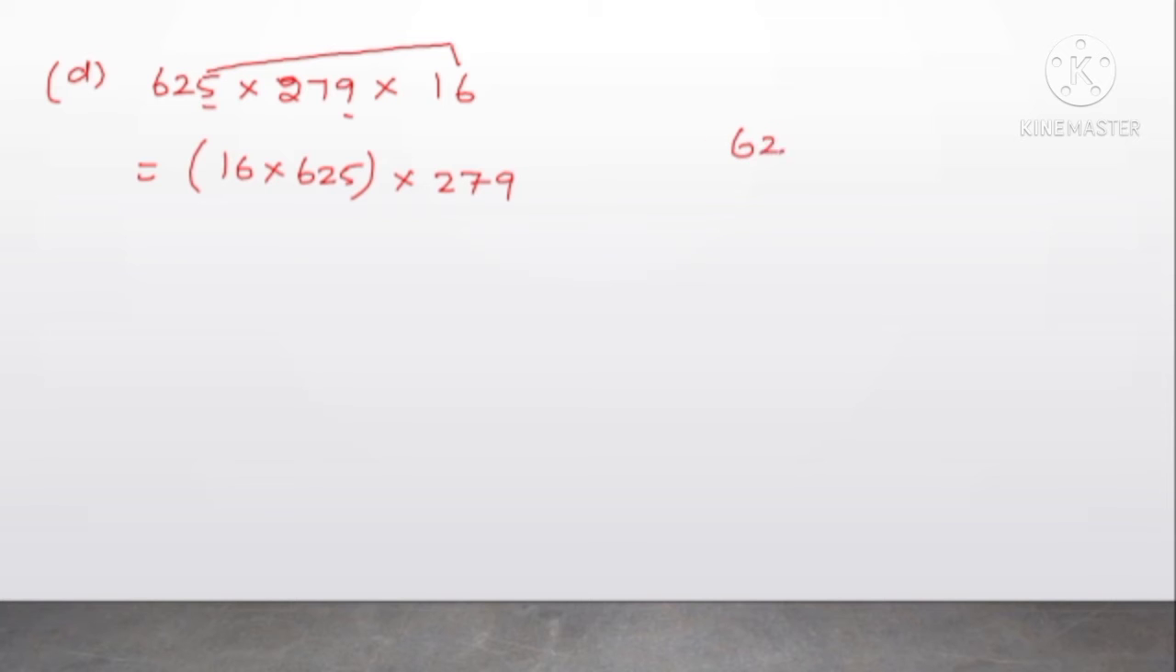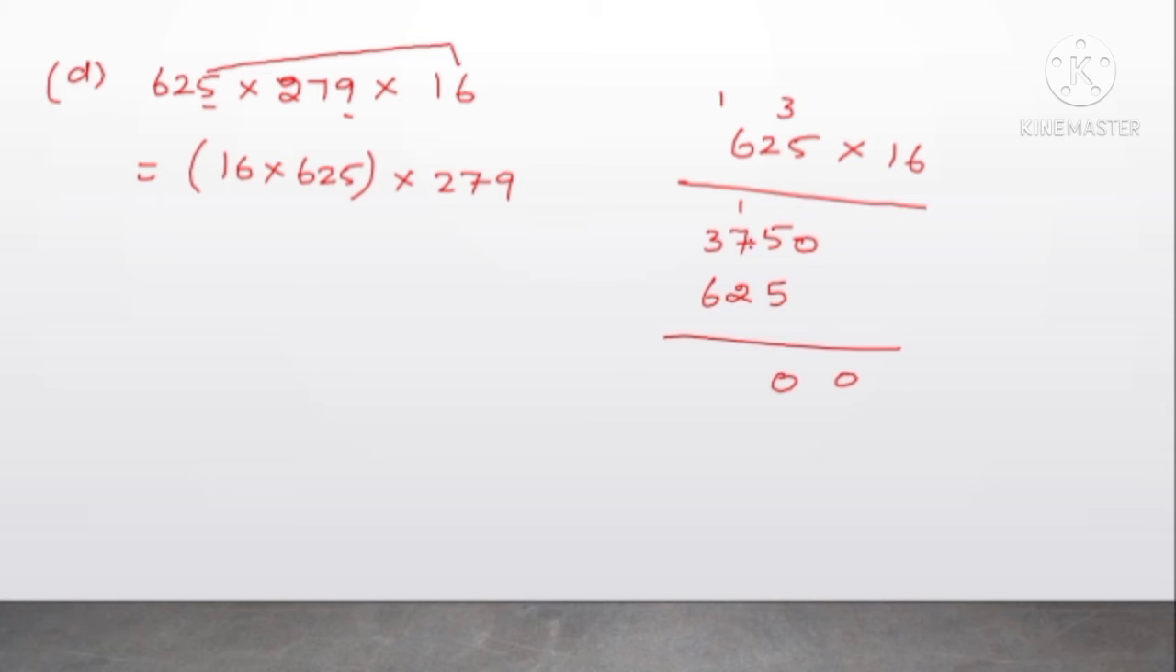So let us multiply 625 into 16. So 6 5s are 30, balance 3, 6 2s are 12, 12 plus 3 is 15, balance 1, 6 6s are 36, 36 plus 1 37. Next, 1 5s are 5, 1 2s are 2, 1 6s are 6, 0, 5 plus 5 10, 7 9s... 3 plus 6 9, 9 plus 1 10. So it is 10,000. So this is equal to 10,000 into 279.